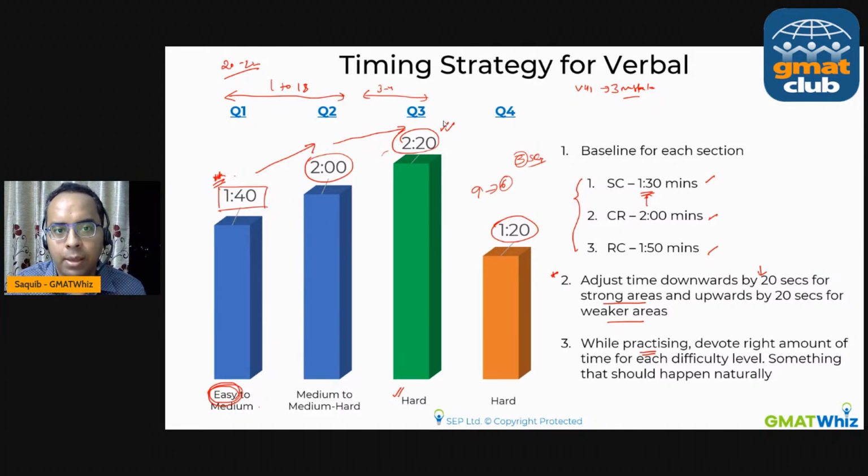If RC is your strongest and you want to attempt your RC questions, then whenever you're getting CR and SC, you'll be aware that there's one RC still left to come. You'll know that because there are four RCs, one in every quarter. So with that strategy in mind, you'll know that I need to skip a few here because RC will come and that is where I need to score. But this is only for the fourth quarter. In the first three you cannot skip.